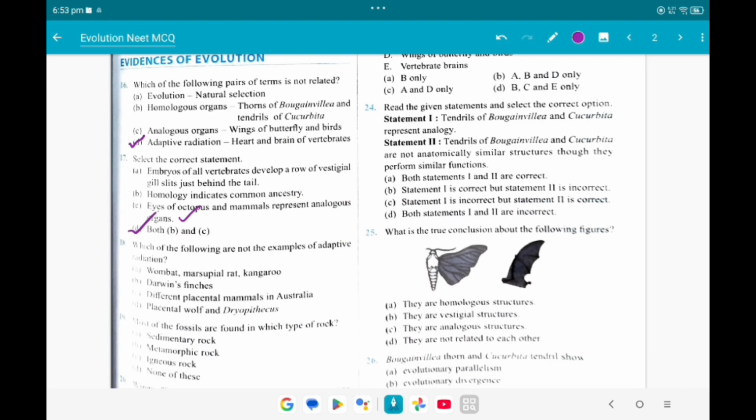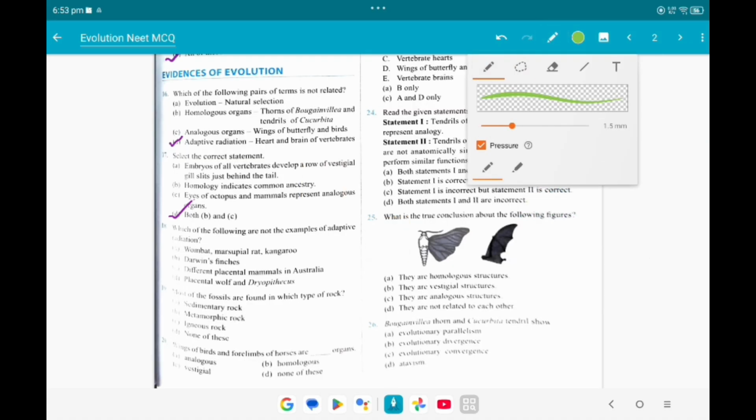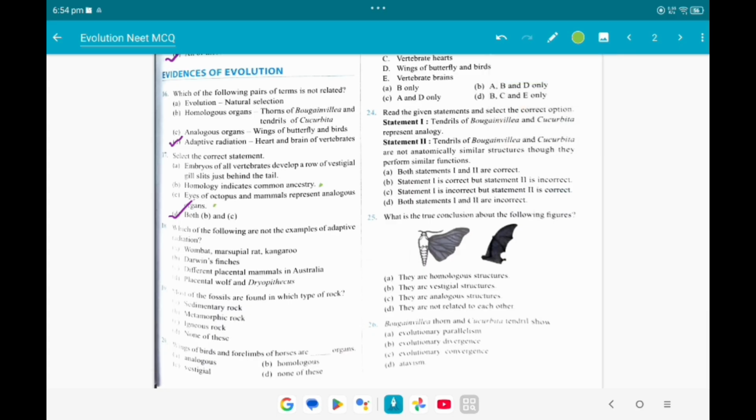Question 18. Which of the following are not the... Okay, I'm just removing this since it may create confusion. I'm marking this with green to indicate that both B and C are correct. Now question 18. Which of the following are not the examples of adaptive radiation?